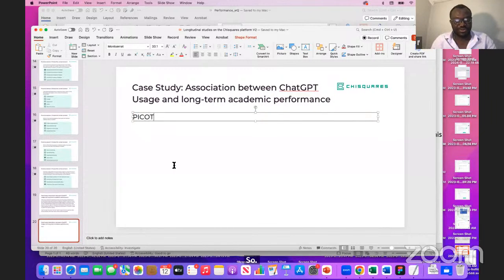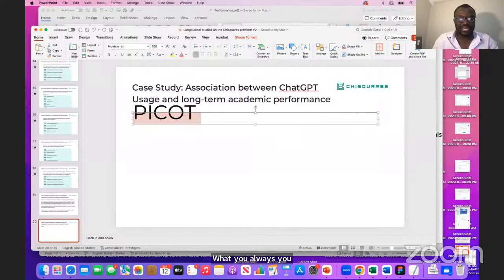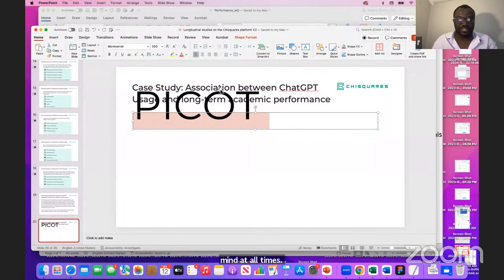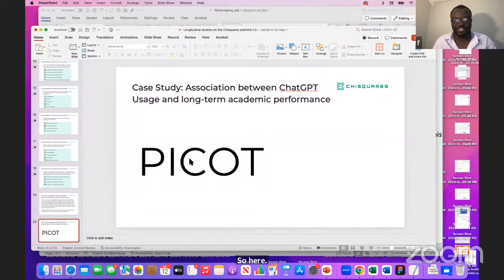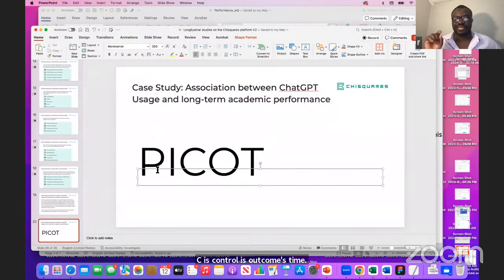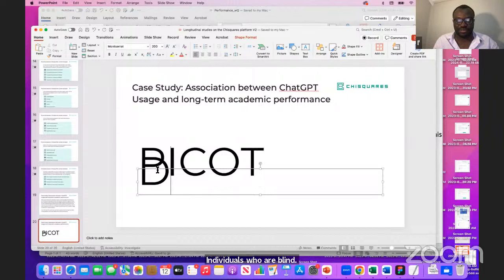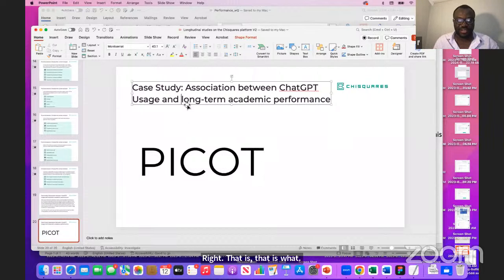What you always want to really keep PICO in mind at all times. That allows you to frame your studies very elegantly. Let me increase this. So here, the P is your population, I is intervention, C is control, O is outcome, and T is time. Your population in this case is individuals who are blind, right? So let's look at the elements of PICO here quickly.